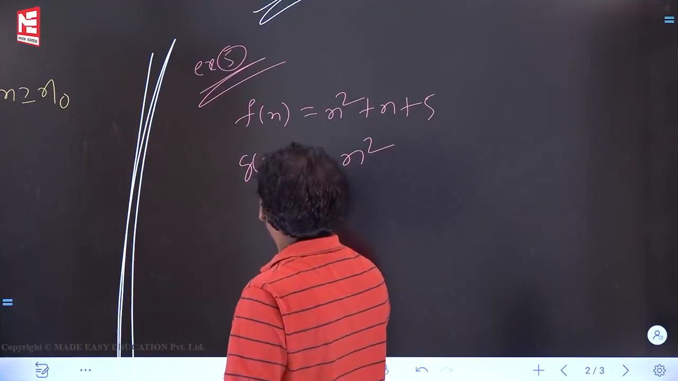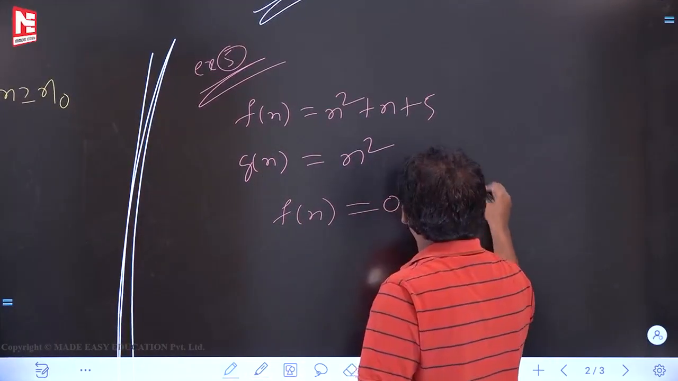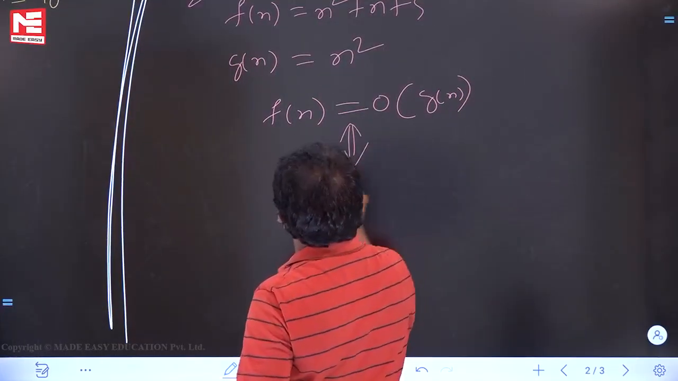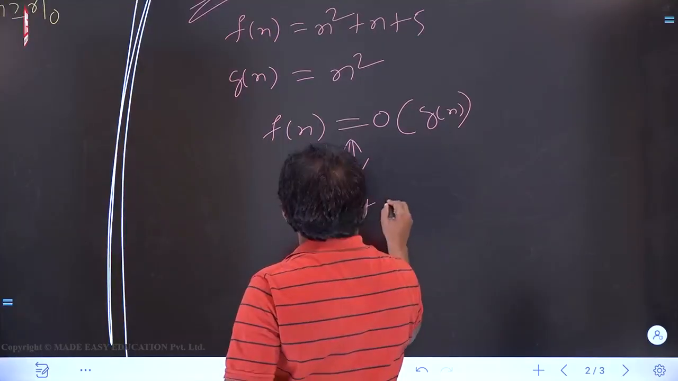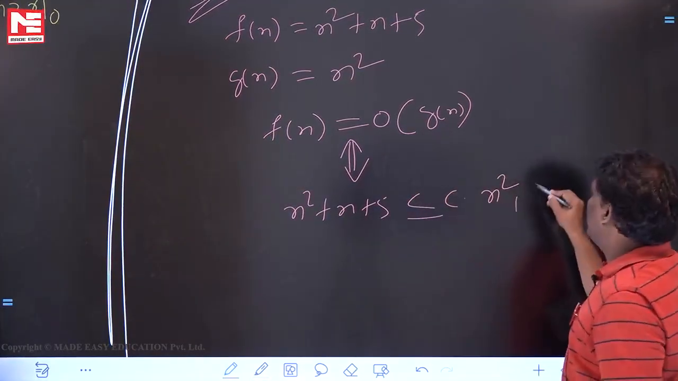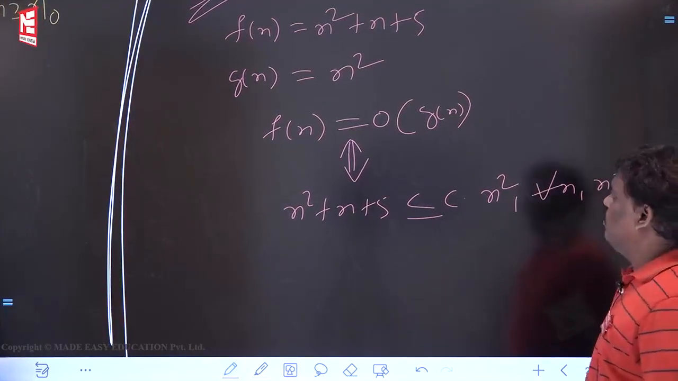I want to prove f of n is big O of g of n. If you want to prove, what condition you have to satisfy? You have to satisfy this condition. What is the f of n? N square plus n plus 5 is less than or equal to some c into what is the g of n? N square. For all n, where n is greater than or equal to n0. I want to prove it.